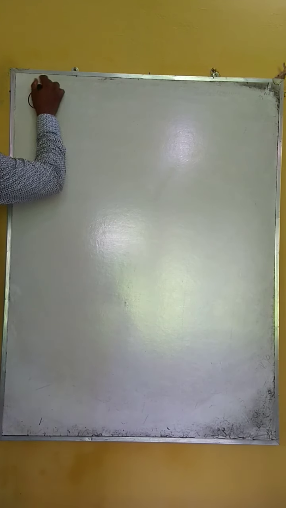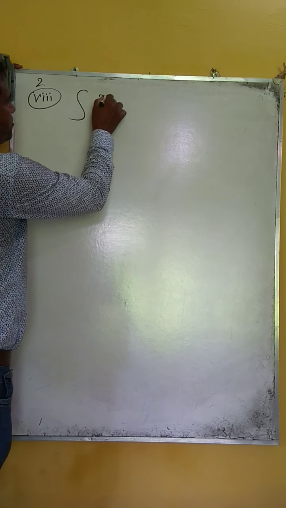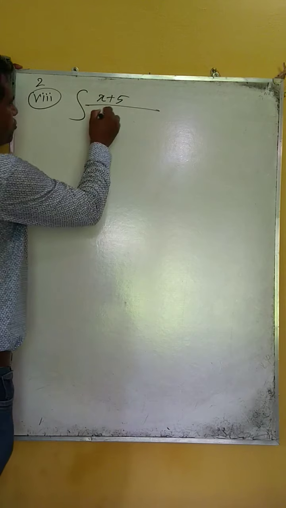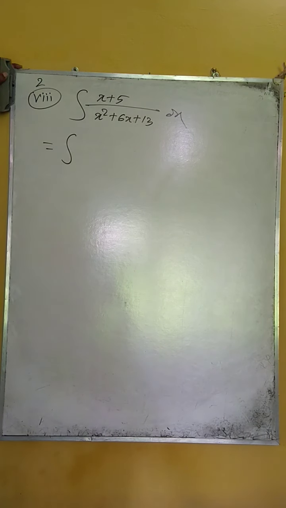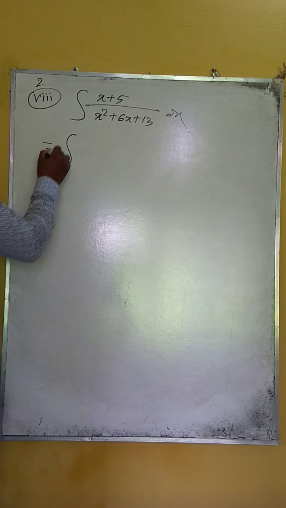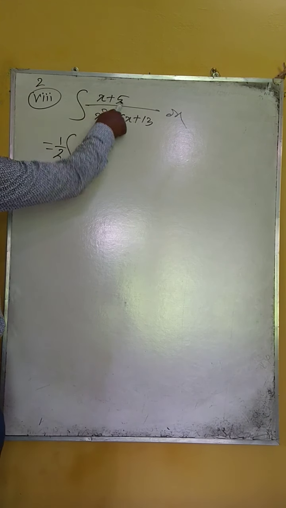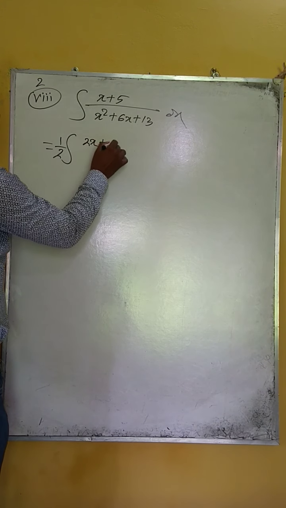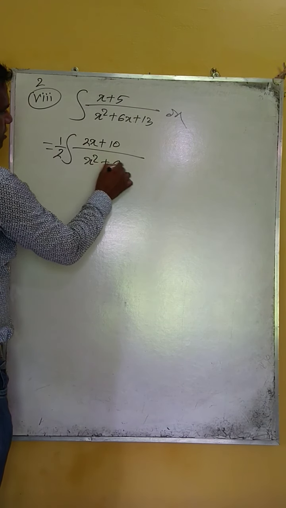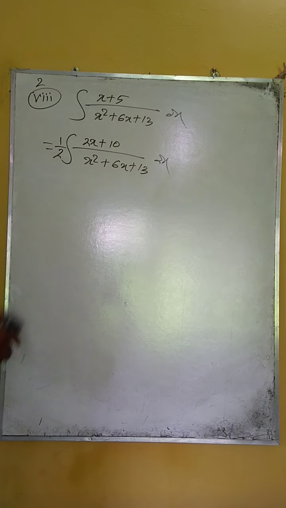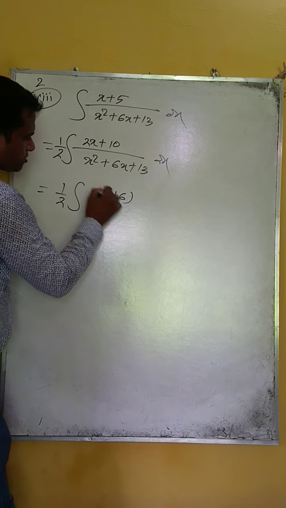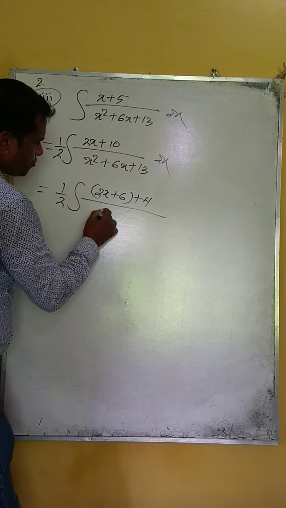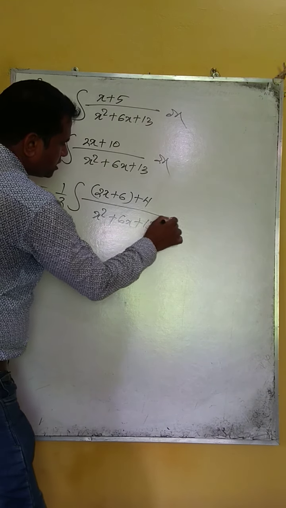B.II. number 2, integral x plus 5 divided by x square plus 6x plus 13 dx, that equals integral 1 by 2 into 2, so we get (2x plus 10) by x square plus 6x plus 13 dx. The derivative of our denominator is 2x plus 6, so we write the numerator as 2x plus 6 plus 4, divided by x square plus 6x plus 13 dx.